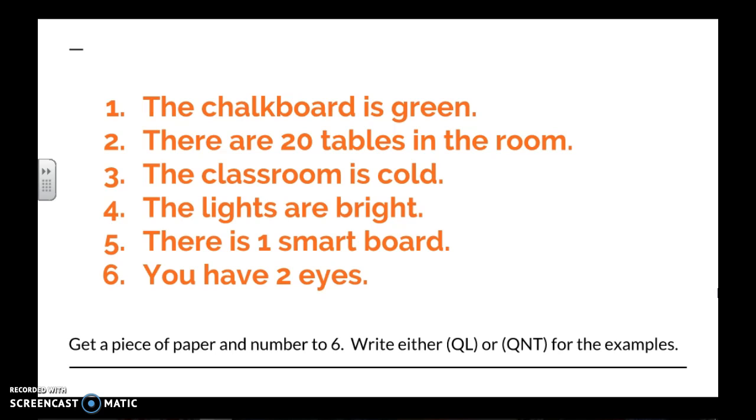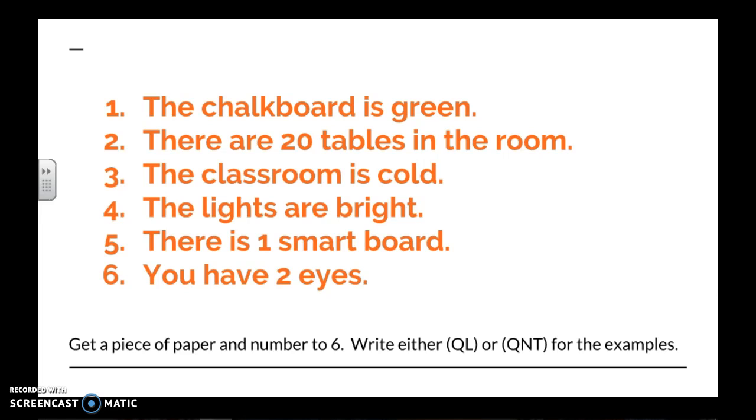Okay, so now you're going to show me that you have taken this in. You are a little more clear on qualitative and quantitative, and you're ready to go on to our next activity after you complete these 6 questions. So here's what you're going to do. You're going to get a piece of paper and you're going to number to 6, and then you're either going to write QL for qualitative or QNT for quantitative. So you're going to read over the examples that are typed right here in front of you.